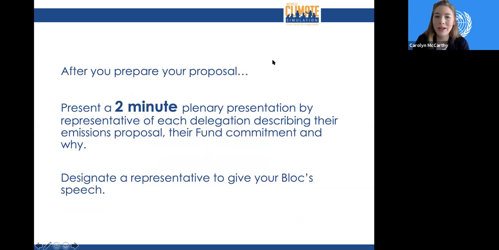When you go into your breakout rooms, you will create your proposal. You will work on this decision together with other members of your delegation. Remember that when you're in this group, you must elect one person to represent your nation for a 2-minute plenary speech, where you will be describing your decisions and also why you're making those decisions.